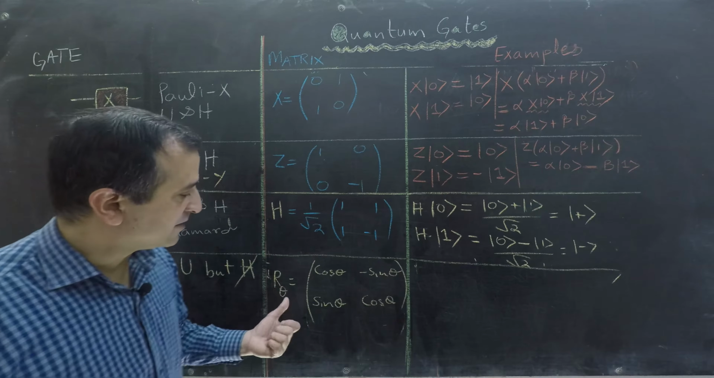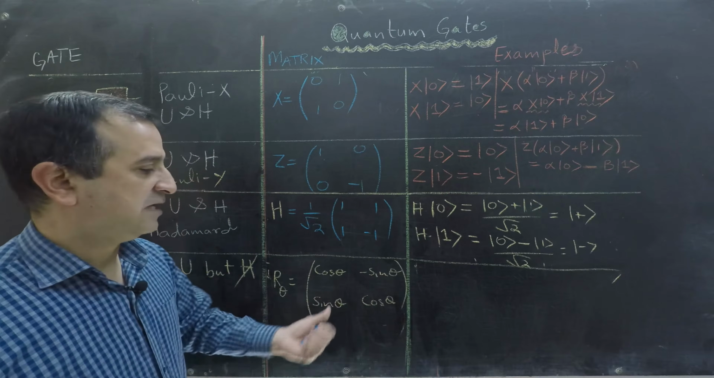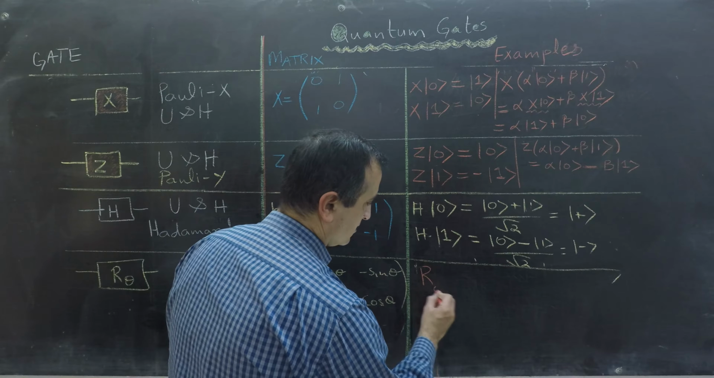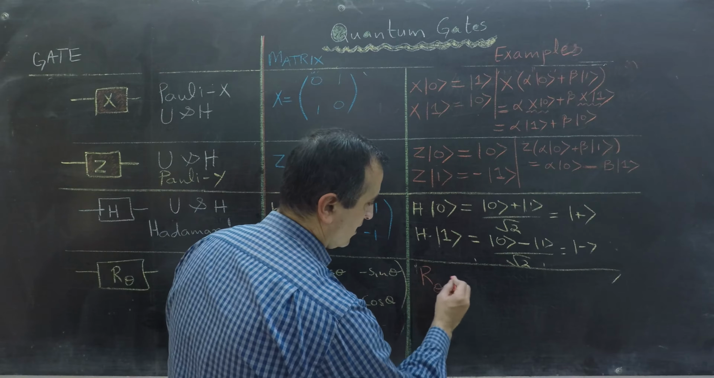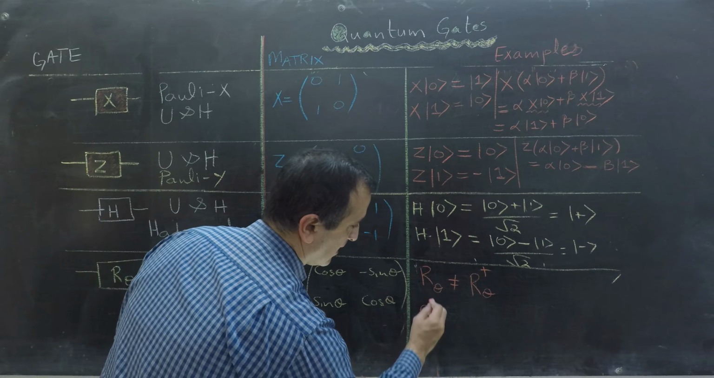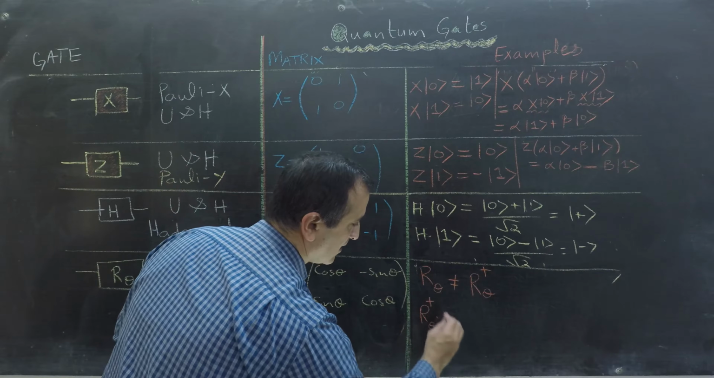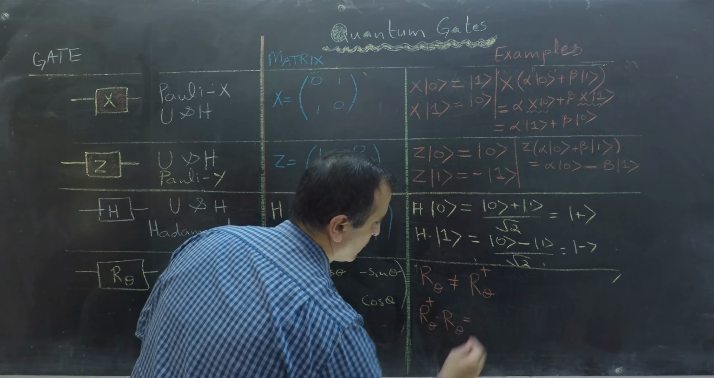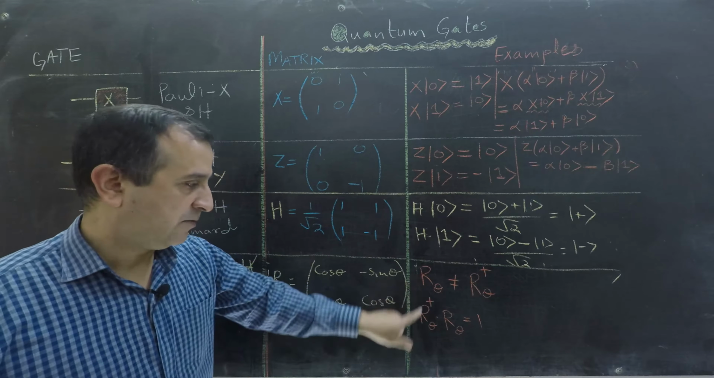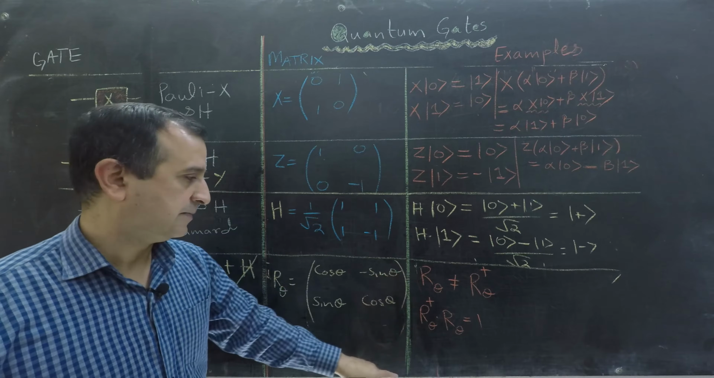So this matrix is not Hermitian because if I take the transpose conjugate of this matrix, I don't get the same matrix. So in this case, my R theta is not equal to R theta transpose conjugate. But this matrix is unitary because if I take R theta, take its transpose conjugate and multiply with R theta, my answer is always equal to identity. So it will be an interesting quiz question to make you verify both of those things.